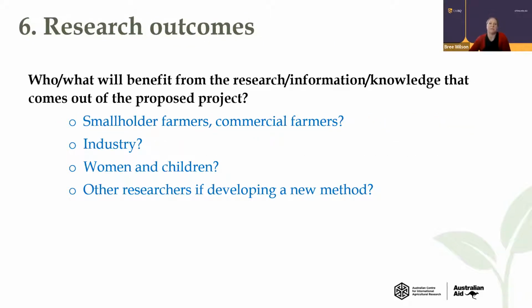Research outcomes. It is important that you define what or who will benefit from the research or the information or the knowledge that comes out of the proposed project, and be specific about this. Maybe it's a new method that you've developed so other researchers in the area or similar areas can benefit. Or maybe it's smallholder farmers, commercial farmers, industry, women and children. Often it'll be several of these. So think about the important outcomes and where your research fits in, and that will also help to essentially sell your research proposal, your research intent.